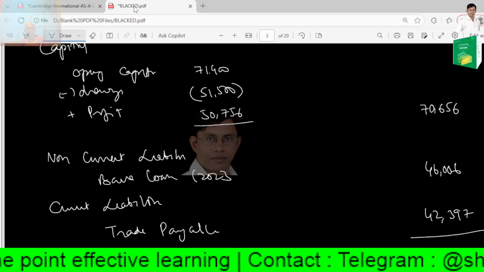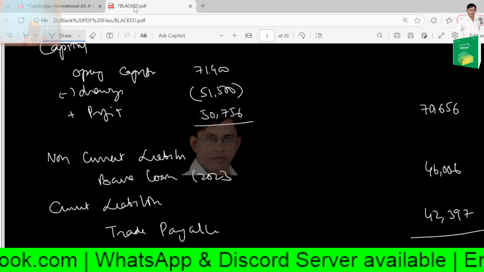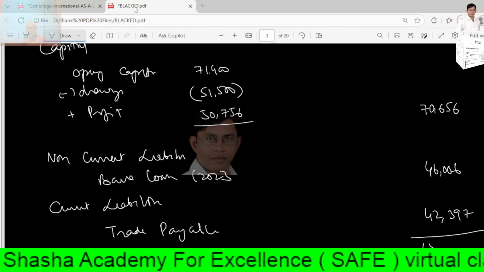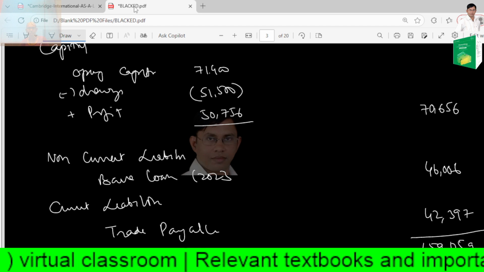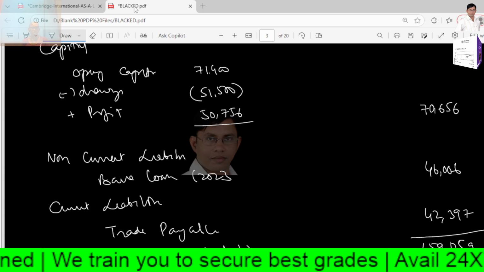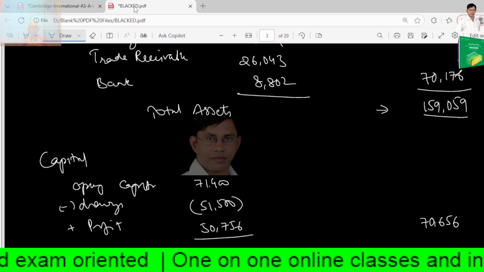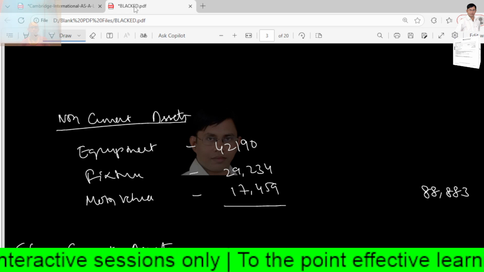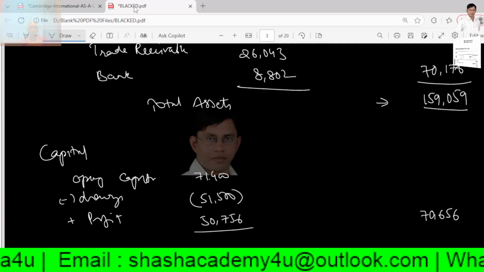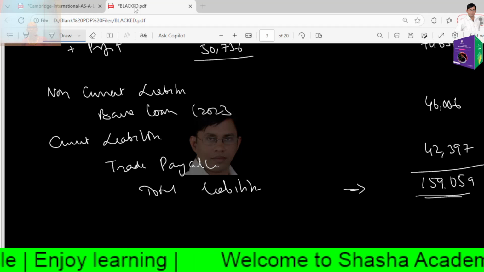Now we add: 70,656 plus 46,006 plus 42,397 is 159,059. So this is total capital and liabilities, 159,059, and total assets is also 159,059. So this is the statement of financial position: non-current assets, current assets, total assets, capital, non-current liabilities, current liabilities, total 159,059.